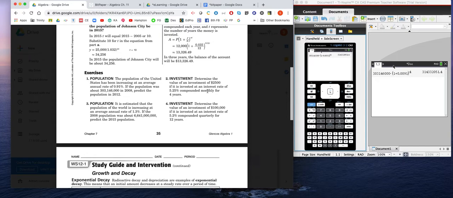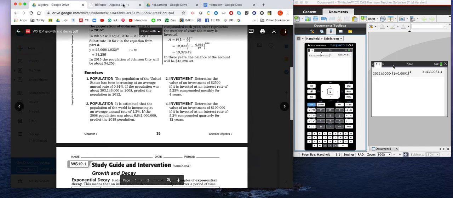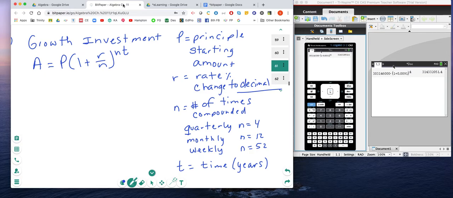Monthly means our N is going to be 12 months in a year. And we're going to do this for a period of 4 years. So let's go ahead and plug in what we know. A equals 2500, that's our principal, times 1 plus. Again, we have a decimal percent.